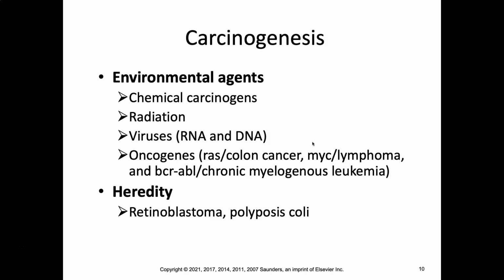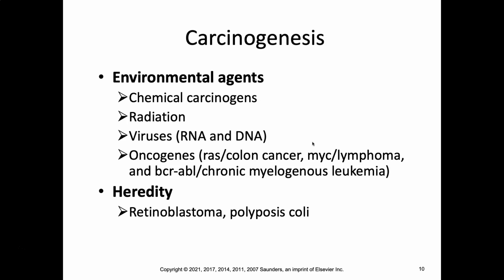And then there's something called oncogenes. And those are also defined here. And I think if you look at the top of page 750, you'll see about oncogenes and how those all work together. And then there's also heredity. There are certain types of cancers that come through, that are inherited.